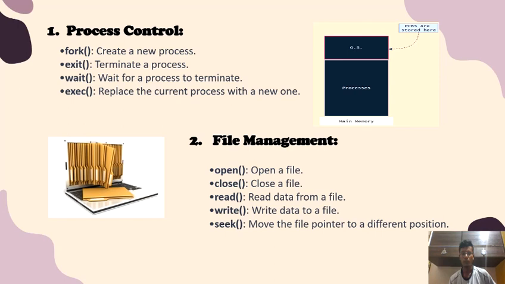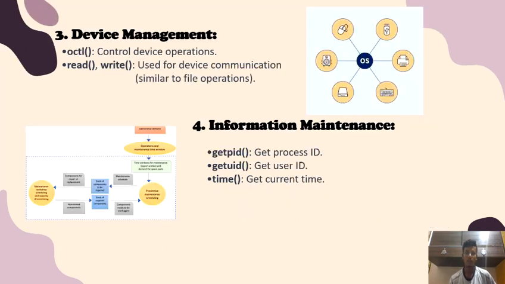Next, we move to file management. It consists of five types: open, close, read, write, and seek. Open is used to open a file, close is used to close a file, read is used to read data from a file, write is used to write data to a file, and seek is used to move the file pointer to different positions. This is about file management.